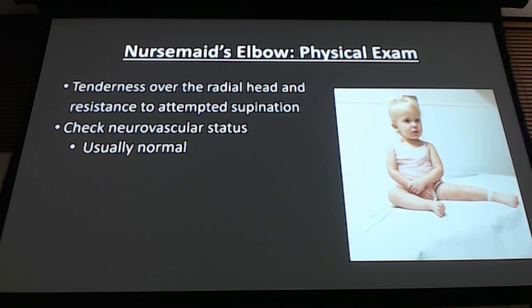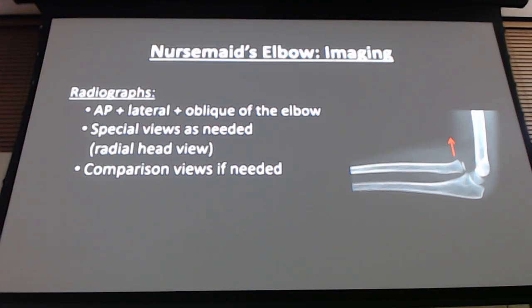Important things, anytime you have an upper extremity injury, you want to check your vascular status, right? So that's your baseline. All right, how do you deal with a 5-year-old? Can you feel me touching you? Right? Can you wiggle your fingers? Just very simple things, okay? AP lateral oblique of the elbow, okay?